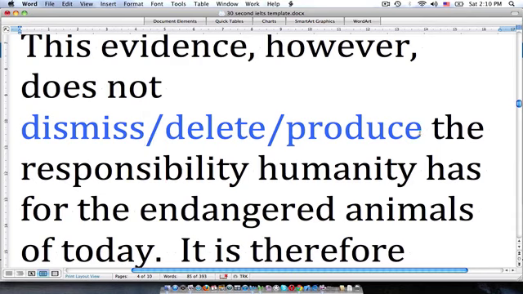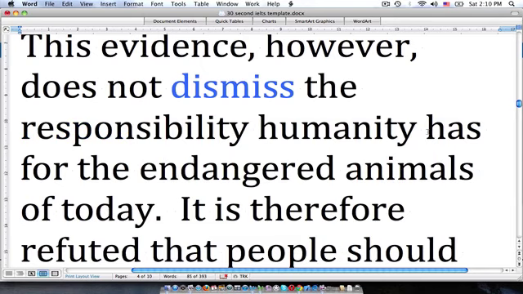Delete and produce. Produce is just the wrong meaning. It's not what we're looking to say. Delete is sort of awkward. It wouldn't fit in here correctly. Dismiss is the correct answer. The word excuse could probably be used as well.